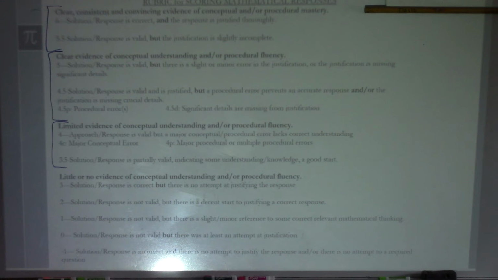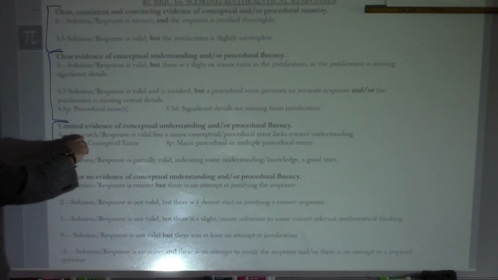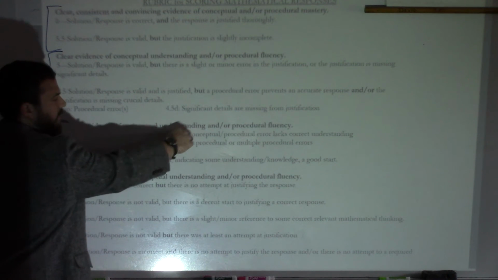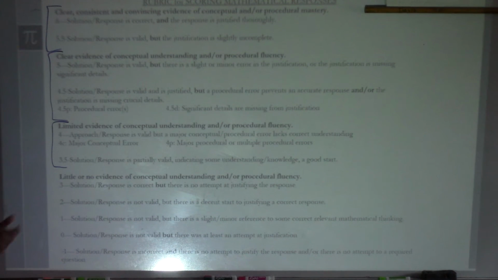One of the major things that I updated on this rubric is the bold. I used to not have those about what kind of evidence I'm looking at. I also added these things. A 4, I always said, was just that the approach or response is valid, but there's a major conceptual or procedural error. Well, some students said, Mr. Kinney, how do I know if it's conceptual or procedural? And I'll explain what that means in a second.